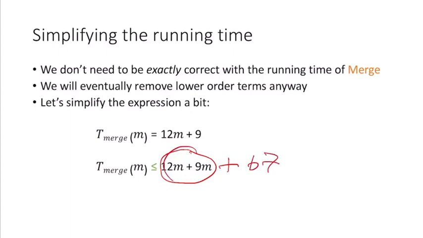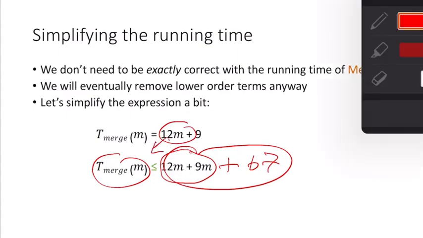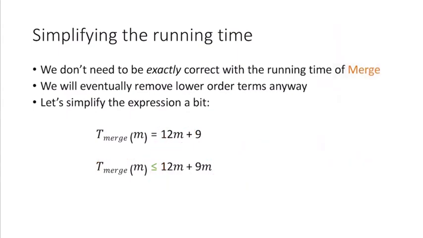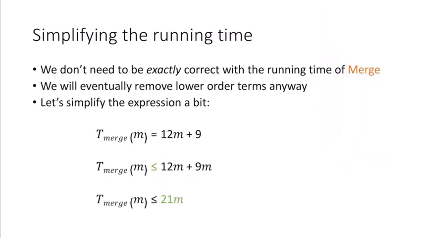Okay, sure, this is going to be bigger than this because we know this left side is exactly 12m plus 9. But instead of doing that, sorry, I should have put this m in later. But instead of doing that, I'm just going to make this other side bigger by multiplying the 9 times the m. And when I do that, I can add them together, and I've got the time to merge is less than or equal to 21m.